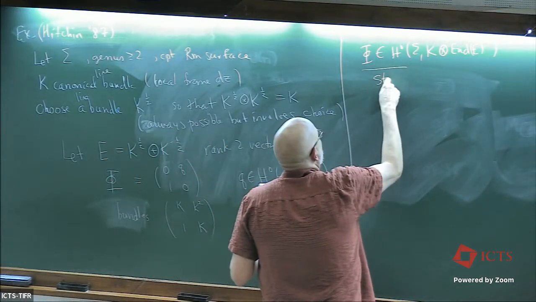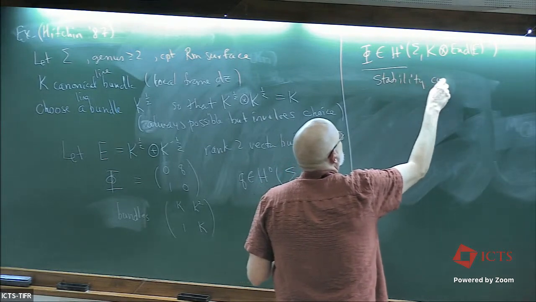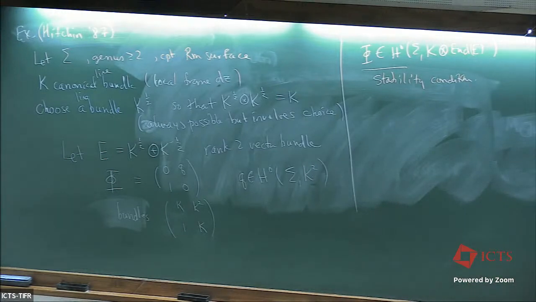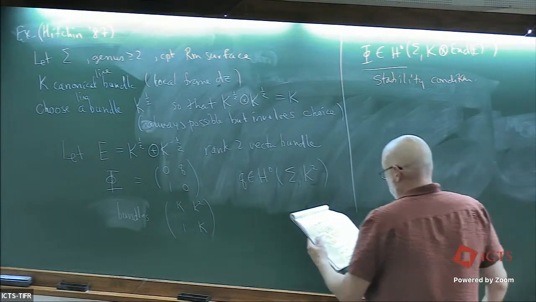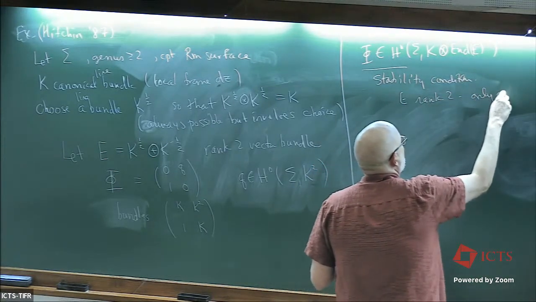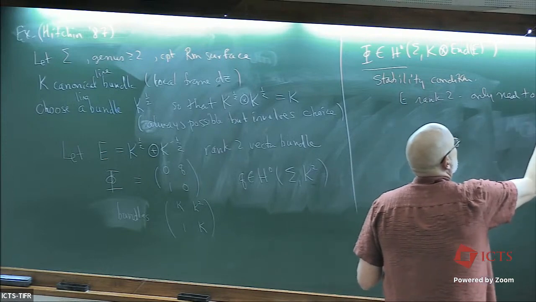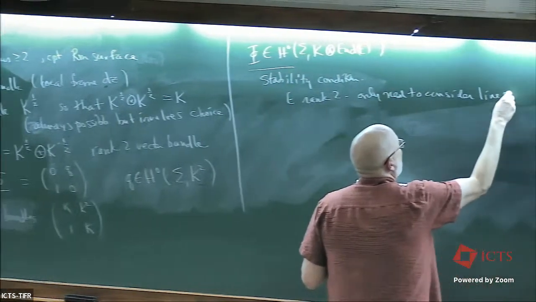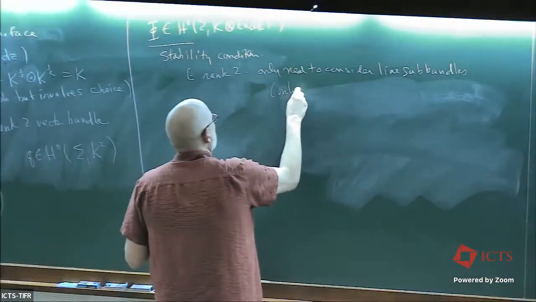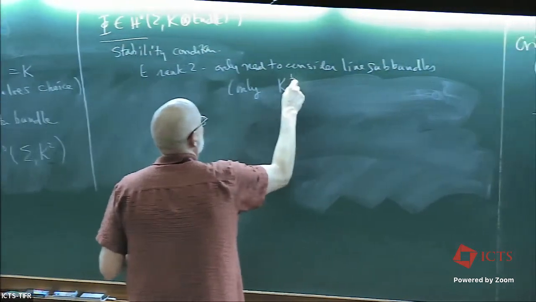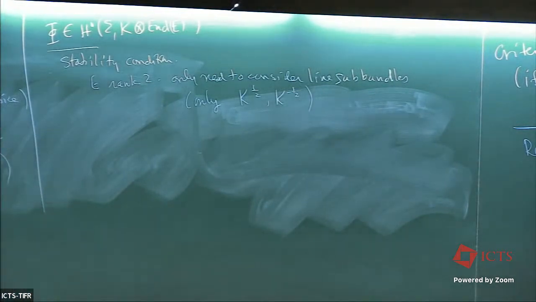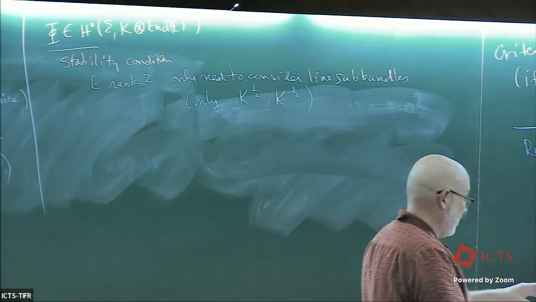So then, in this case, the stability condition is something that's not so difficult to work out. E has rank 2, so we only need to consider line subbundles. And since this is a non-trivial product, these are the only line subbundles here. Okay? And so now we can check.